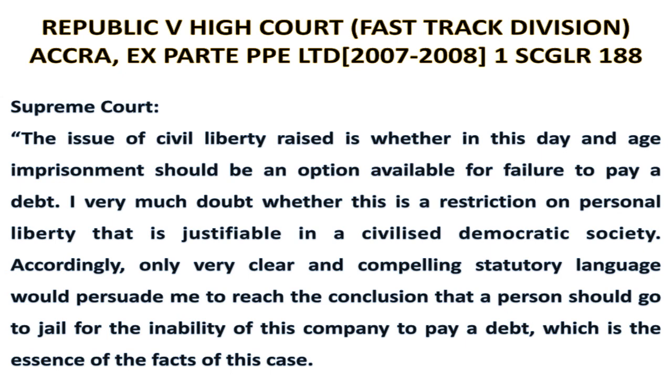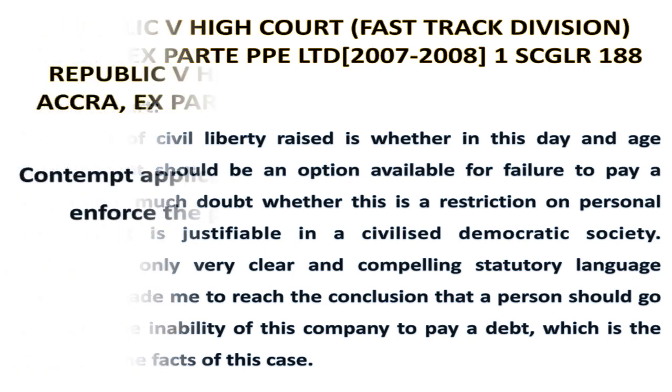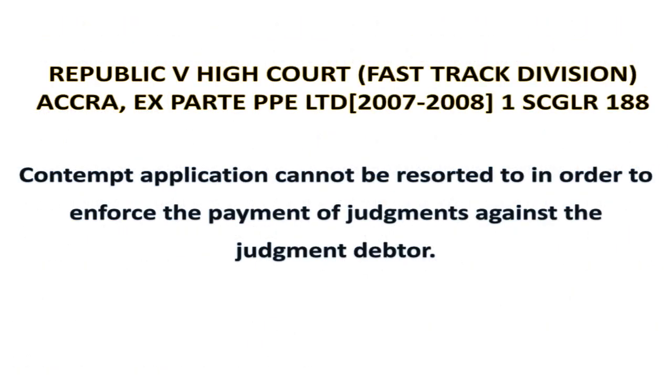I'm referring to the case of Republic versus High Courts, Fast Track Division, Accra, ex parte PPE Limited. The judge is saying that I very much doubt whether this is a restriction on personal liberty that is justifiable in a civilized democratic society. So what we get from this case is that contempt application cannot be resorted to enforce the payment of judgment against the judgment debtor.